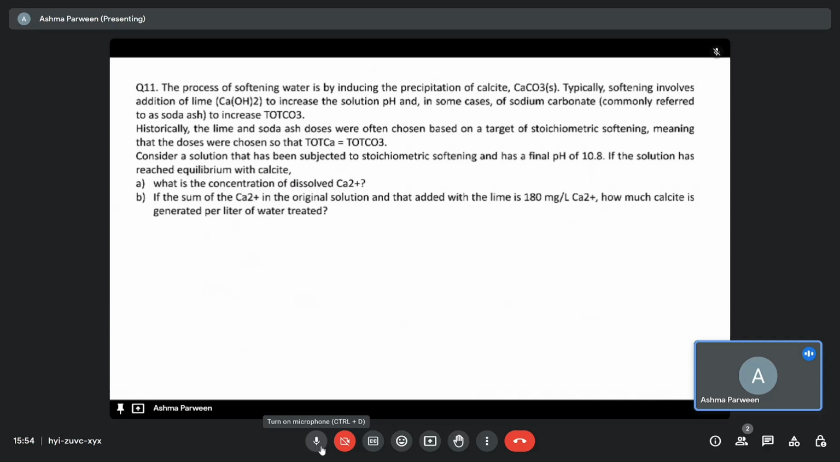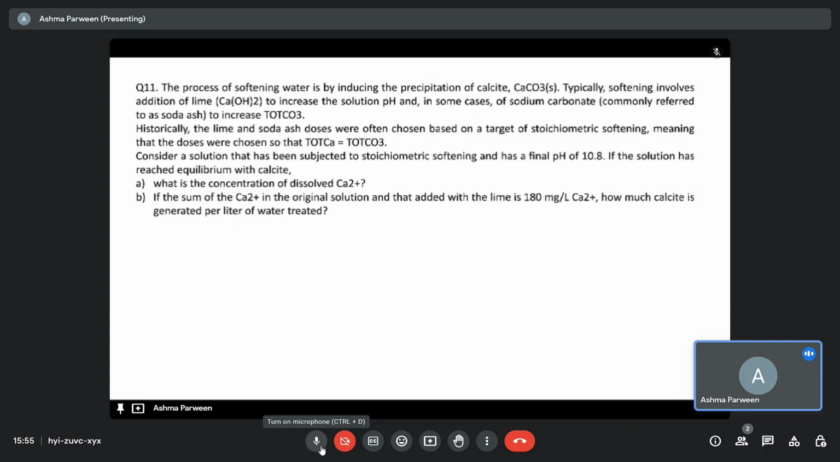Consider a solution that has been subjected to stoichiometric softening and has a final pH of 10.5. If the solution has reached equilibrium with calcite, what is the concentration of dissolved calcium? And the second part is, if the sum of Ca2 plus in the original solution and that added with lime is this much, how much calcite is generated per liter of water treated? This question and all the previous questions have been taken from the book Water Chemistry by Benjamin, so you can also refer to the book.